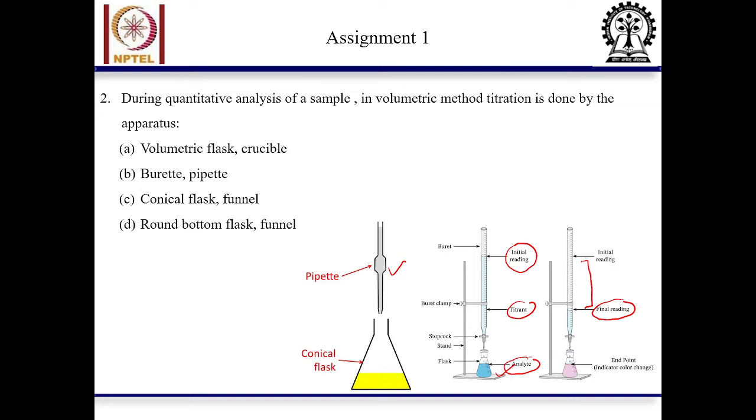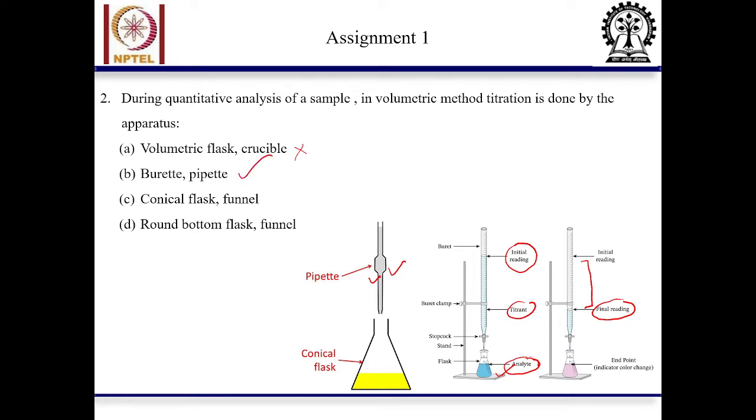So what is the most important thing here? One is the pipette, through which we take the known amount of the analyte which needs to be found out, and the other is the burette, where we take the initial and final reading. If we see, option A is volumetric flask and crucible, that is wrong. Burette and pipette basically, yes, burette is necessary for the titrant and pipette is for the analyte.